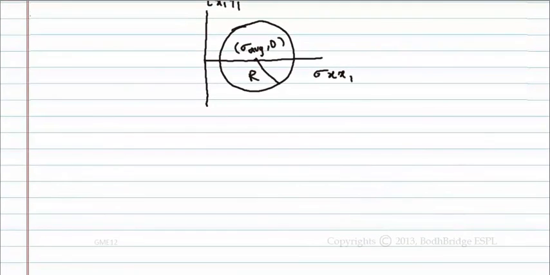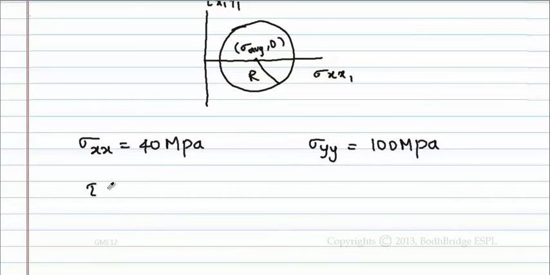Now let us come to our problem. In the problem it is given the stress acting in the x-axis, that is sigma xx is equal to 40 megapascal, and the stress acting in the y-axis, that is sigma yy is equal to 100 megapascal, and the shear stress tau xy is equal to 40 megapascal.